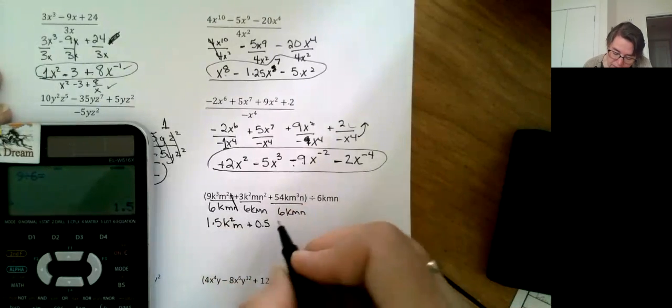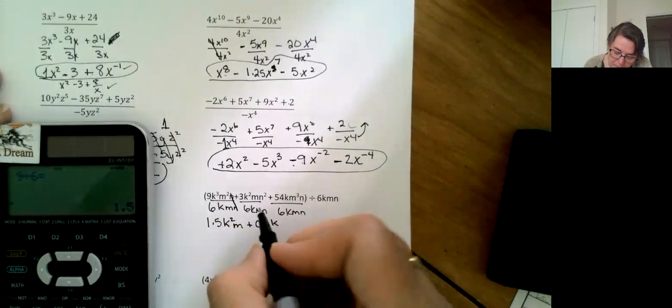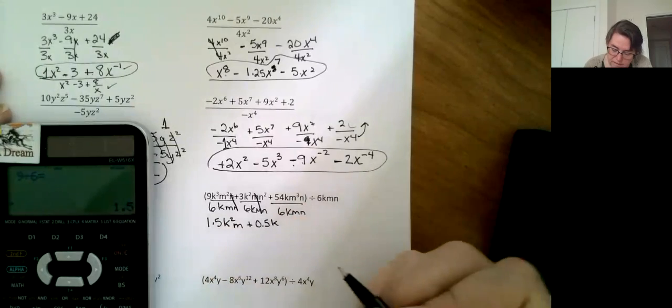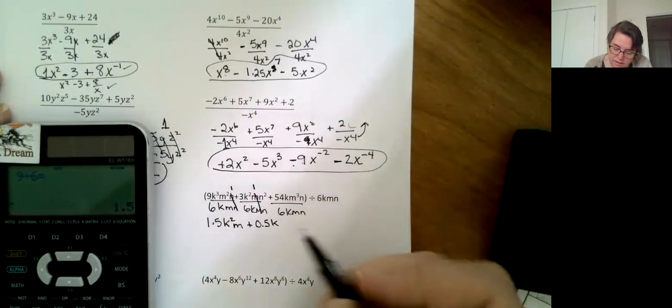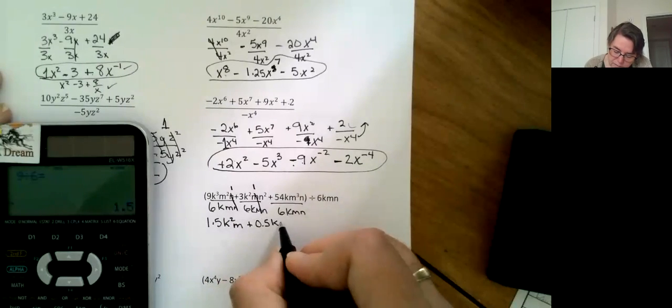K squared divided by K is going to give me K. The M's are going to cancel out because they're exactly the same. And remember, they cancel to 1. And N squared divided by N is just plain old N.